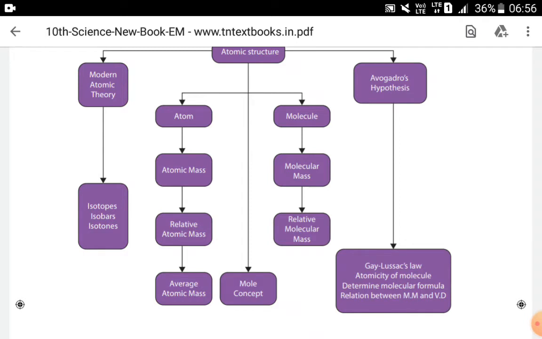I would like to ask some questions to check your level of understanding in this chapter. Simple questions. First question: who prepared the modern periodic table? As you know, it is Henry Moseley, a British scientist, who devised the modern periodic table based on the increasing order of atomic number.